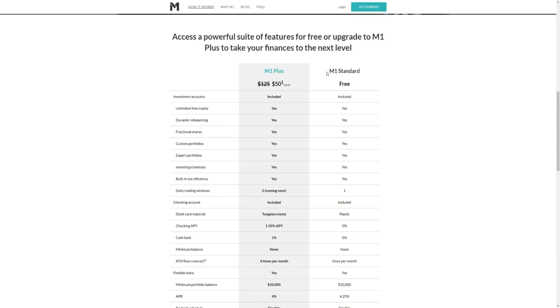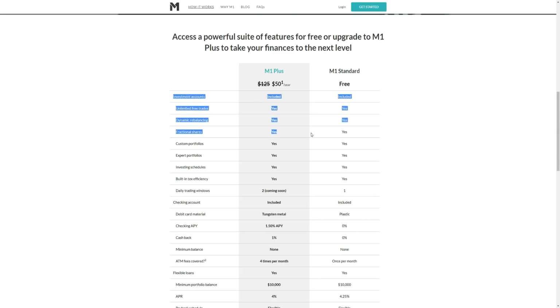Now we're here to discuss the Standard and the Plus. So we're going to go ahead and do a side comparison here. You can see right off the bat, M1 Plus does charge you $50 for the very first year, and then it becomes $125 per year. The M1 Standard offers a free platform.